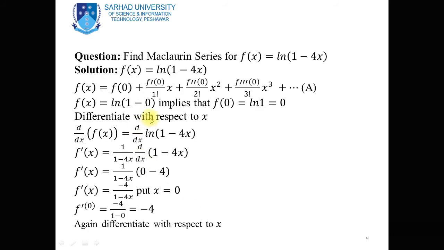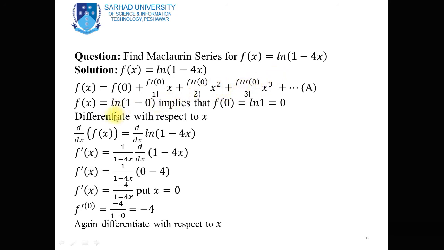Now another problem: to find the Maclaurin series for the function log of 1 minus 4x. So dear students, this is the Maclaurin series of the function f of x. Calculate the function value at x equal to 0, calculate the first order derivative of the function at x equal to 0, calculate the second order derivative at x equal to 0, and similarly calculate the third order derivative at x equal to 0, and then putting the values in this equation we will obtain the Maclaurin series.